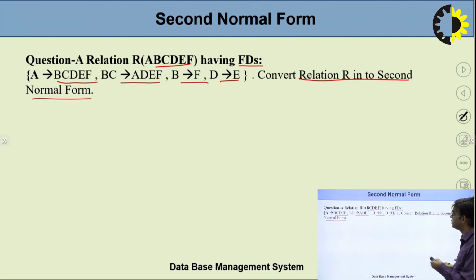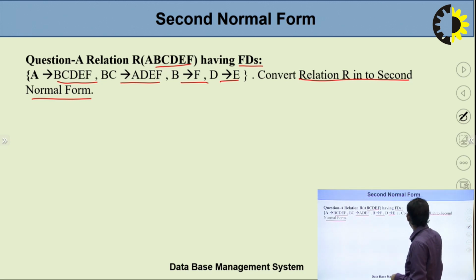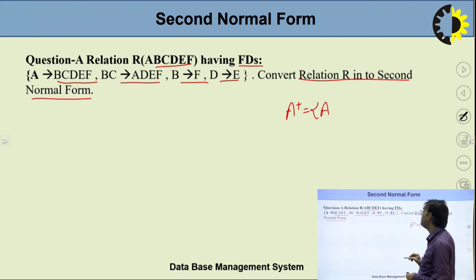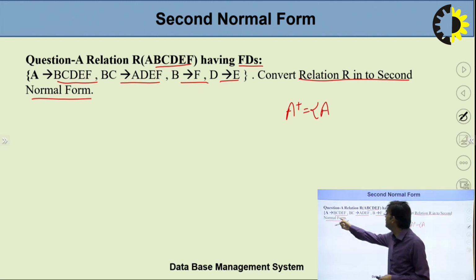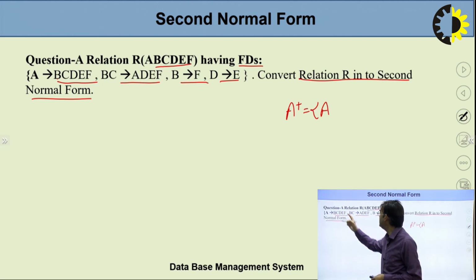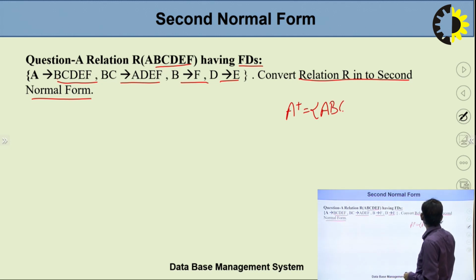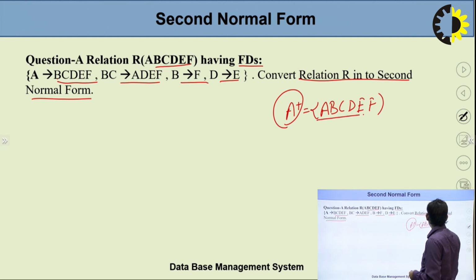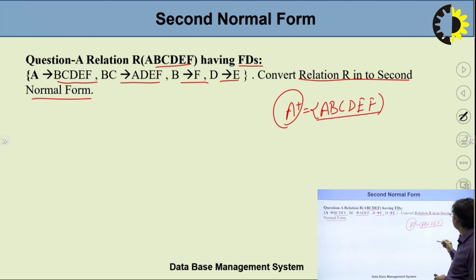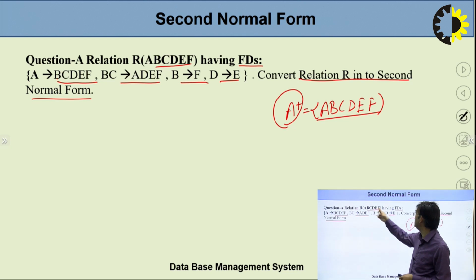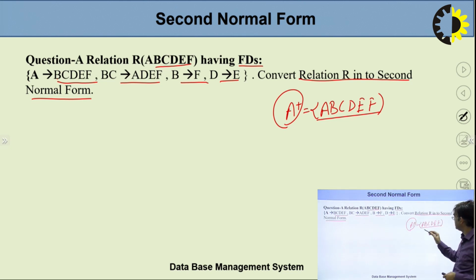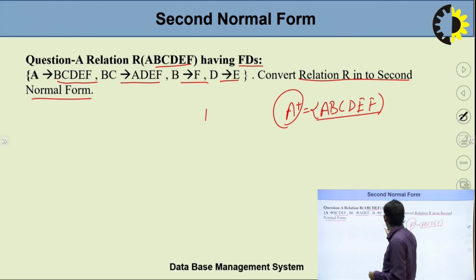How do we take closure? Start from the functional dependencies. First, we take the closure of A. Closure of A gives A, and A derives B, C, D, E, F. Closure of A is able to give all the attributes. How many attributes are there? A, B, C, D, E, F, and A, B, C, D, E, F. That's why A will be a candidate key.